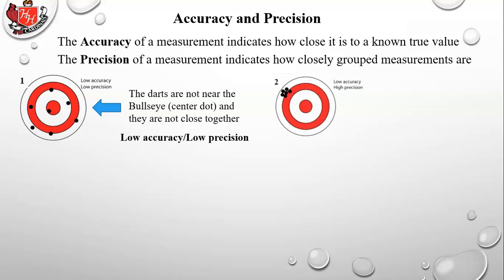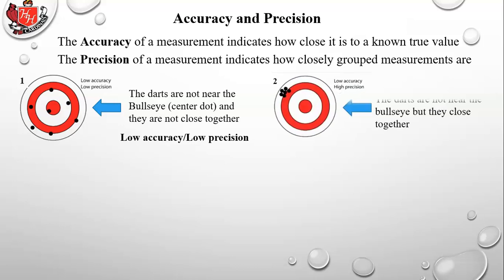In the second example, this is low accuracy and high precision. The darts are not near the bullseye, but they are close together. So this would indicate, if you're measuring something in a lab, that maybe your scale isn't calibrated properly. You're trying to weigh something that's 5 grams, but it keeps coming out as 6 grams. So it's coming out with a consistent reading, but it's not close to the true value. So that would be good precision, but not good accuracy.